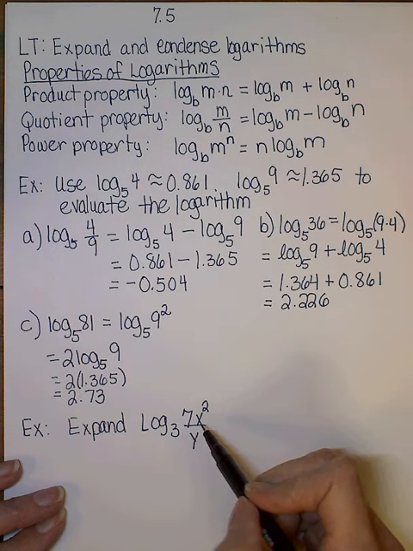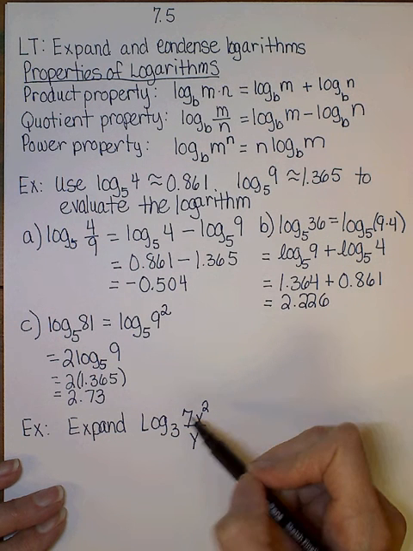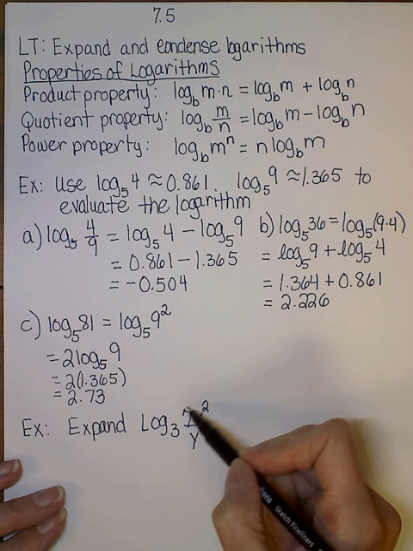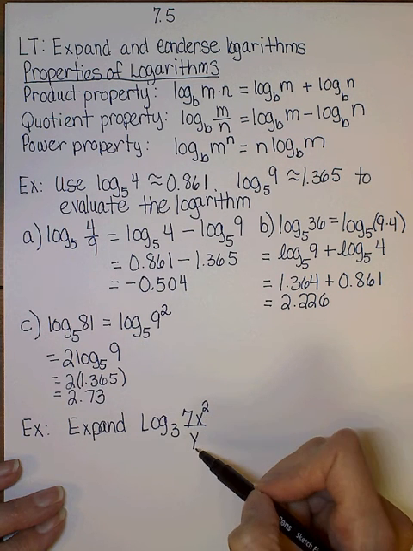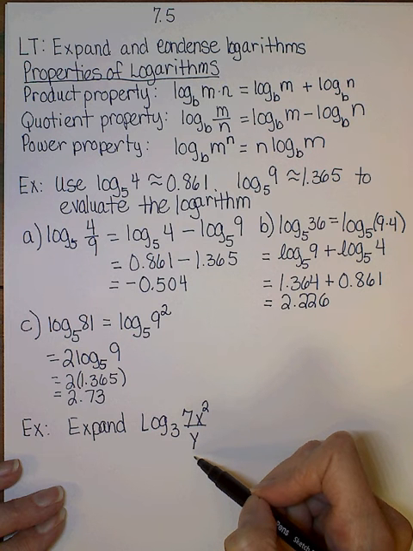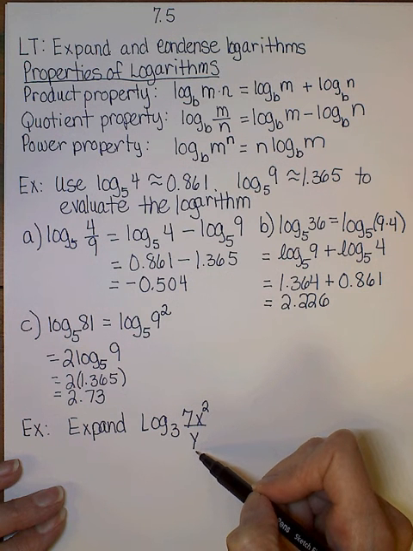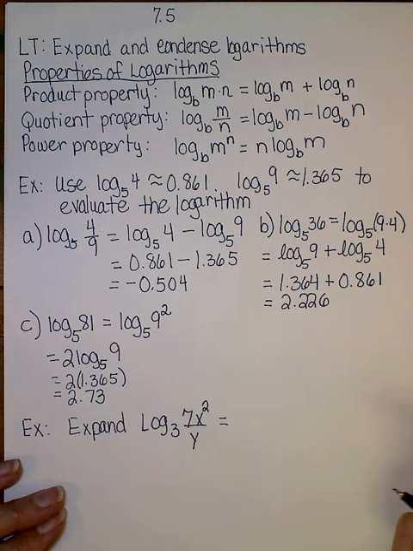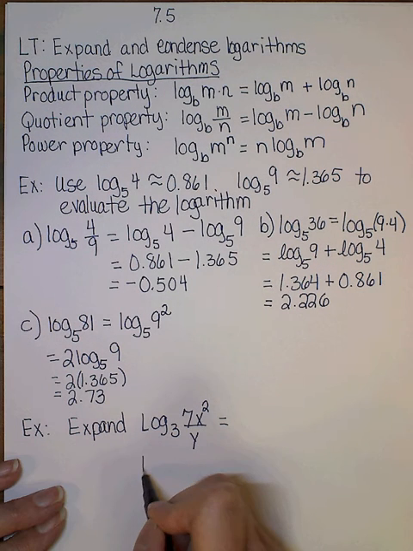So I want you to really focus on the terms. There's a 7 and there's an x squared. And those are multiplied together. And there's a y in the denominator, so that's division. Now when you get good at this, you can do it all in one step. But the first thing we're going to do is do the division part.